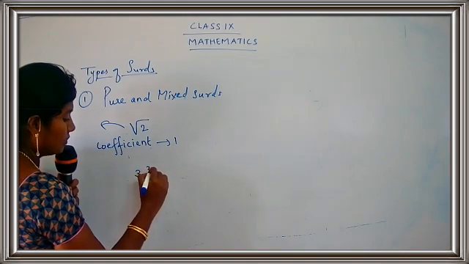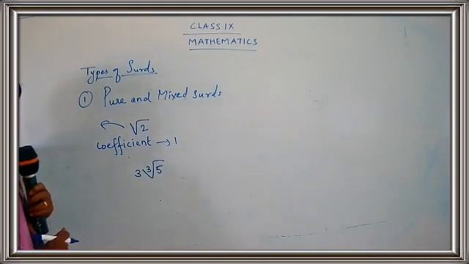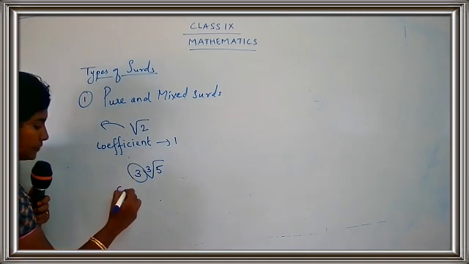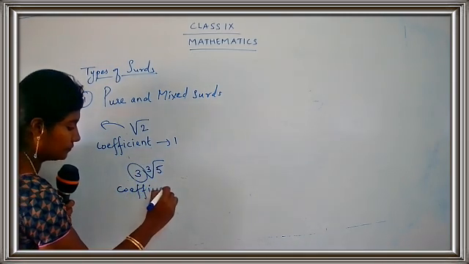3 cube root of 5. What is the coefficient present, children? Now this is a surd. And what is the coefficient present? It's 3. Coefficient is 3.